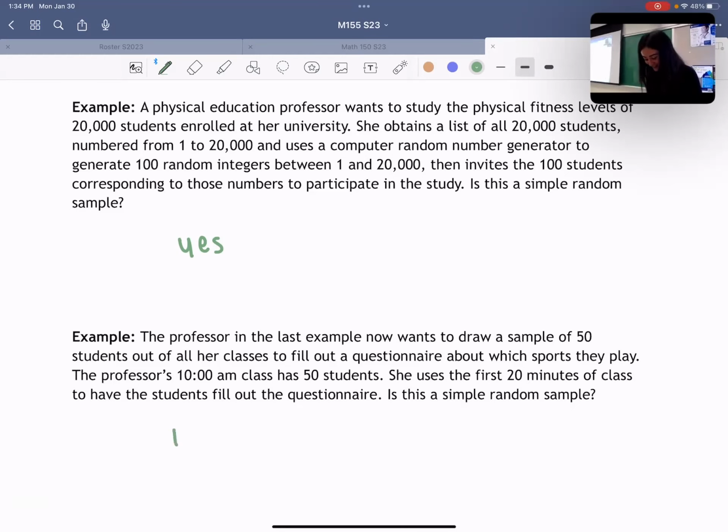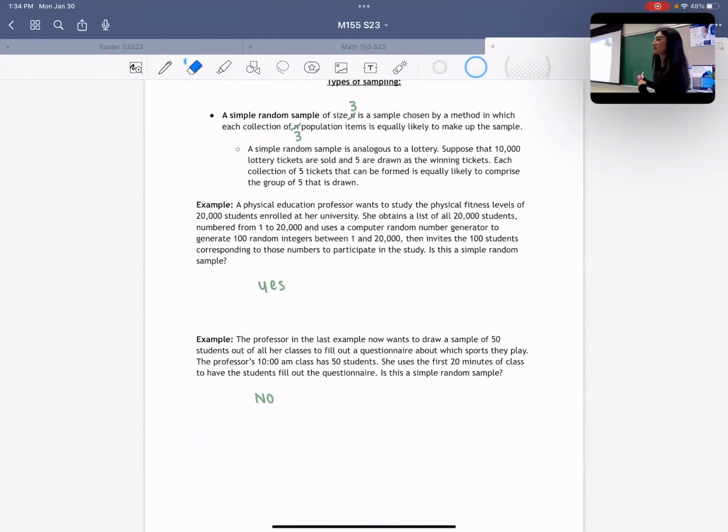This is not a simple random sample because she didn't use a random method to get students to fill out the questionnaire. She just said, my 10 a.m. class is convenient, I'll just do that. Any questions on simple random samples?